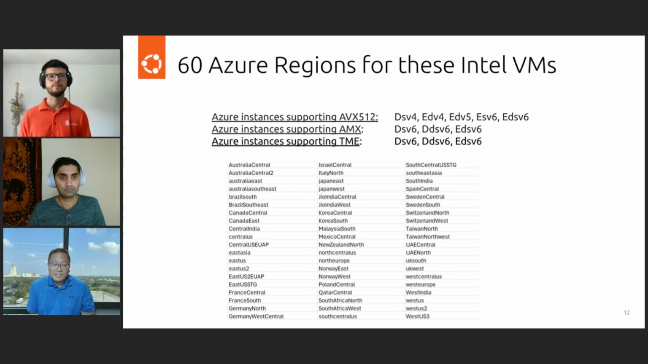As I mentioned, the scalability and the availability of the different Intel and VM options in Azure is so vast. Akash will talk a little bit more about what the AVX, AMX and TME CPUs do, but see the corresponding Azure VM families they're associated with, and take a look. There are 60 Azure regions for the various VM types that we're going to display through our demo. So all these regions have these types of virtual machine families.